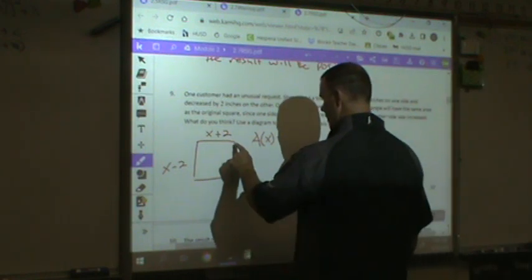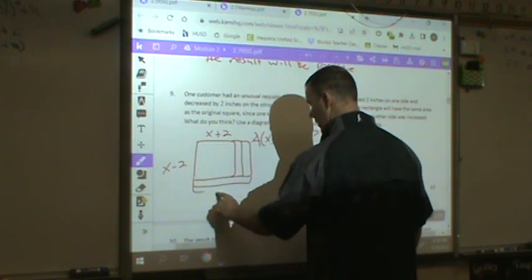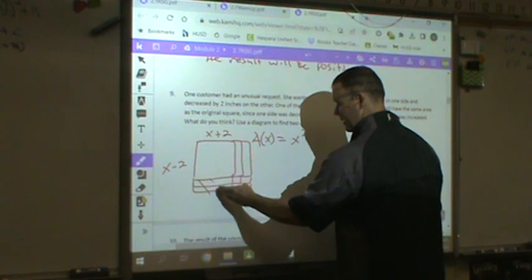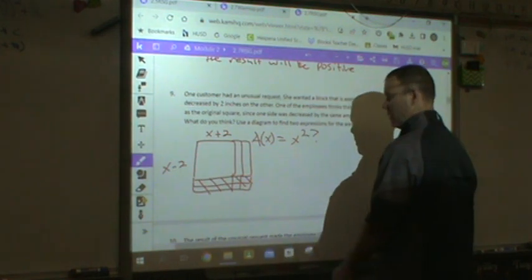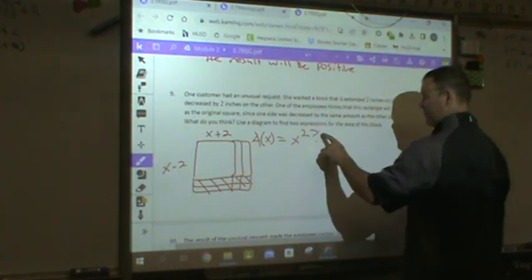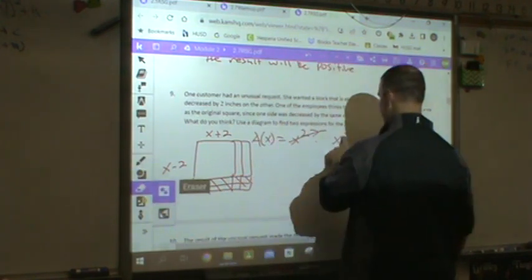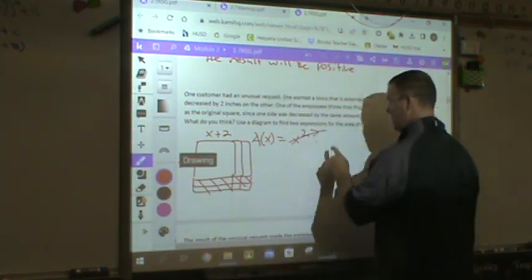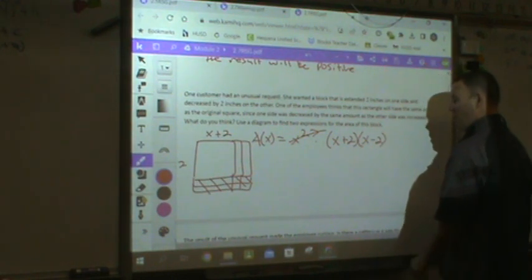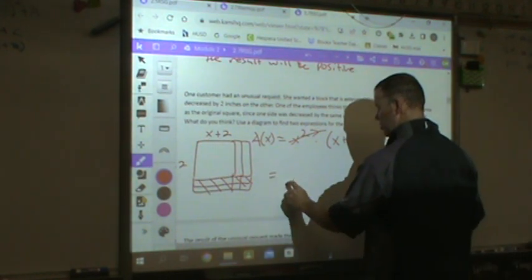Did you do it? You probably didn't. But if I add 2 to one side and I take away 2 from the other, complete the model. Remember, you have to shade the one side. So find the area of all of your little pieces. One of the expressions looks like x plus 2 times x minus 2. Remember, we add these two together. What's plus 2 minus 2? It's 0. So you should get x squared.